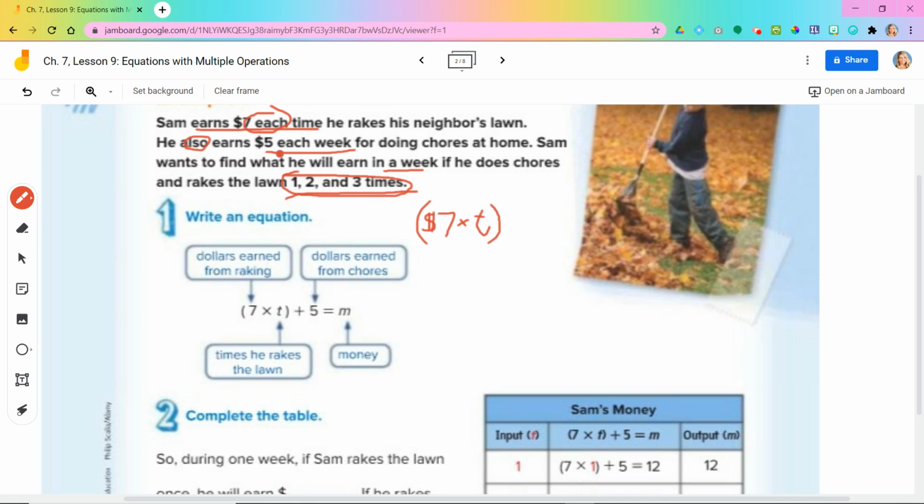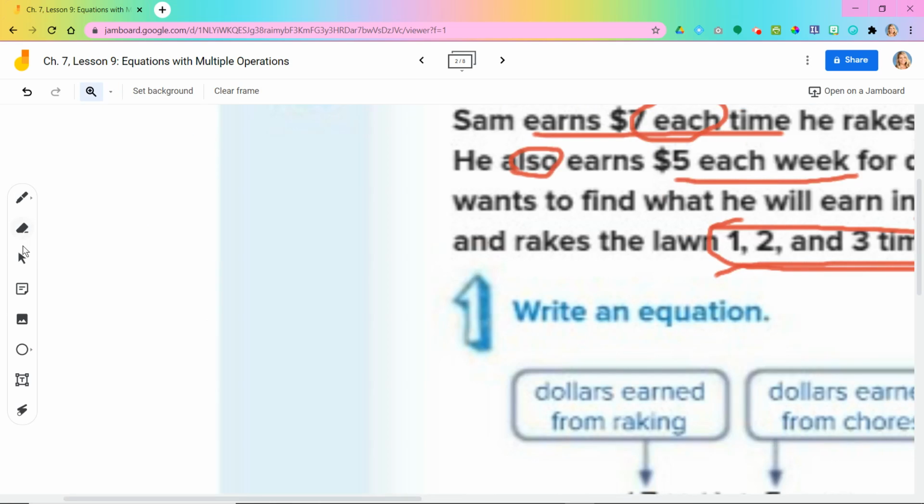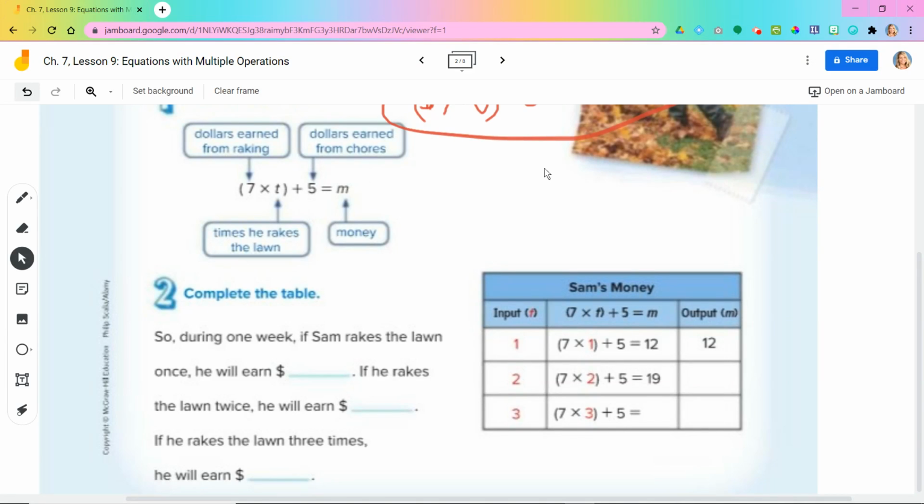Now, he also earns $5 each week, not each time, but each week. So we're going to add $5 to my number of times that he rakes the lawn, and that's going to give me my total. So there's my equation. Now let's look down at the table they have given us. All right, so let's take a look at filling in this table. So right now we're still starting out with 2 equations, but we're taking a look at using a table.